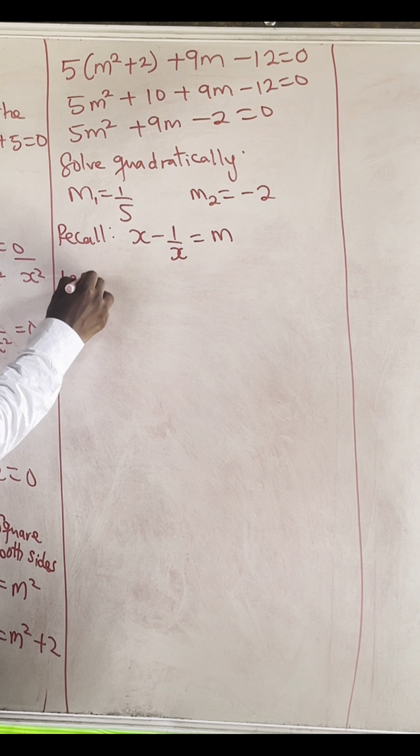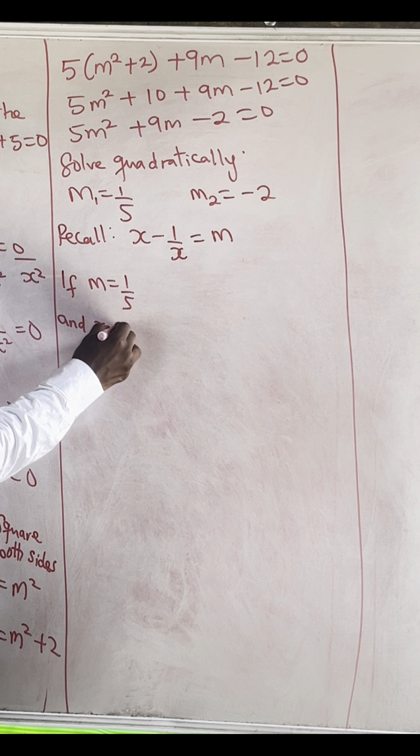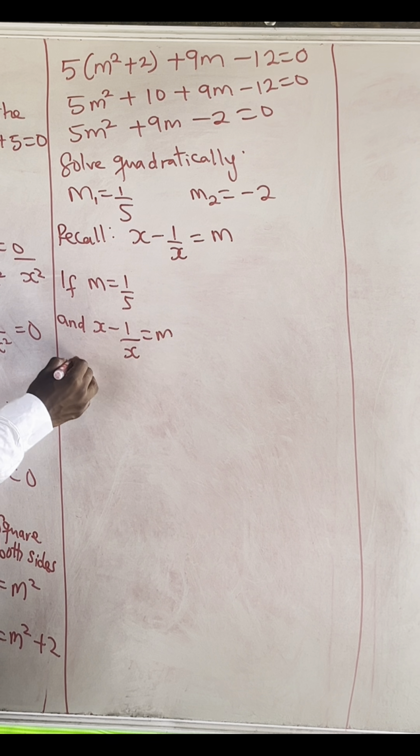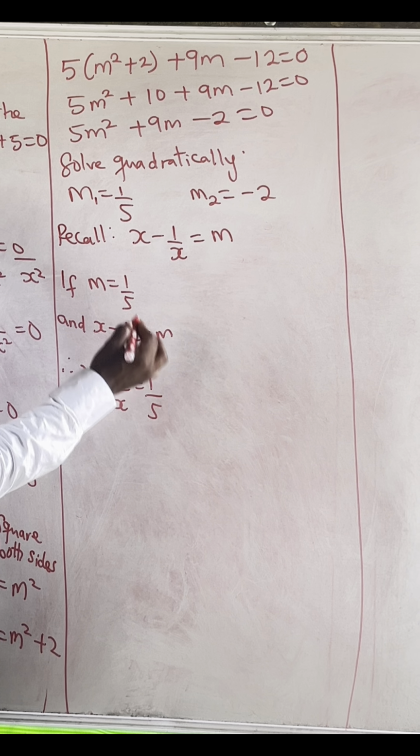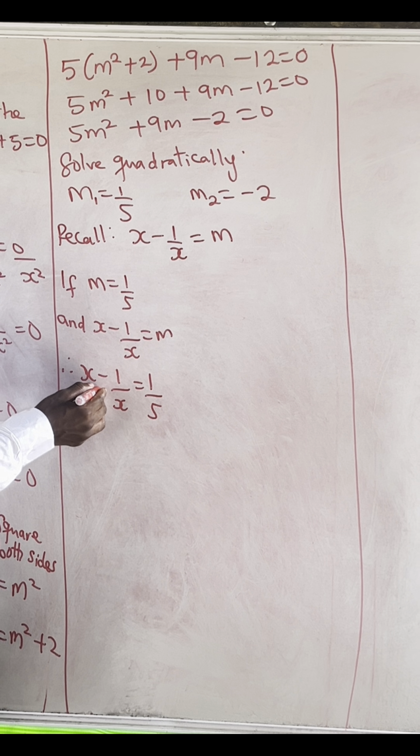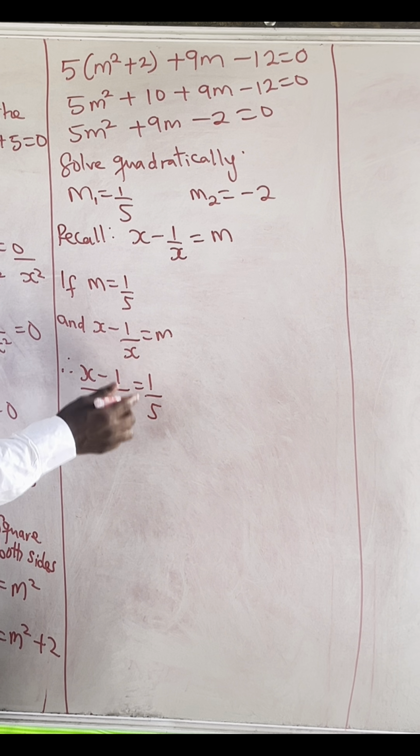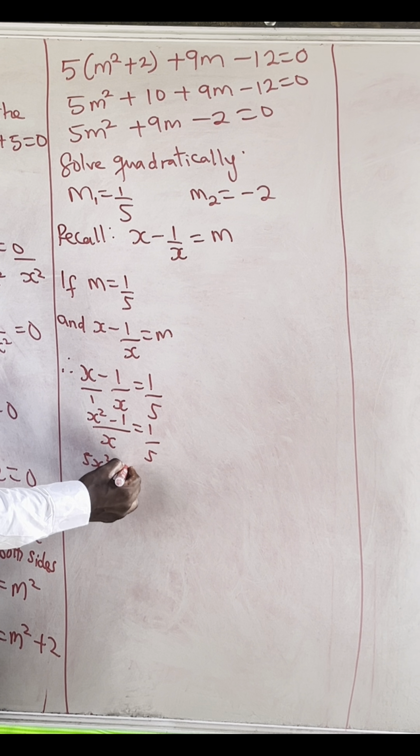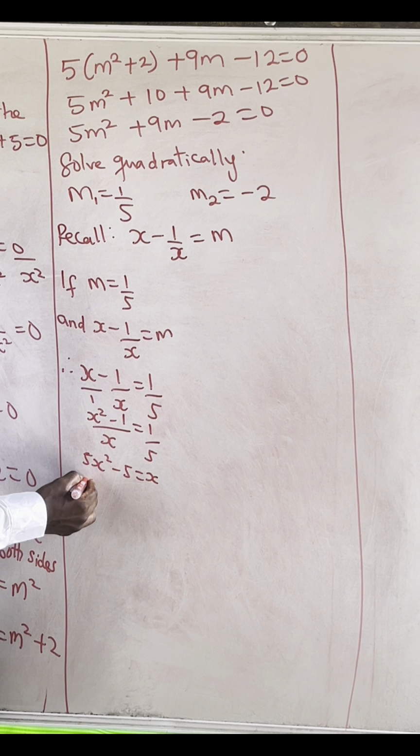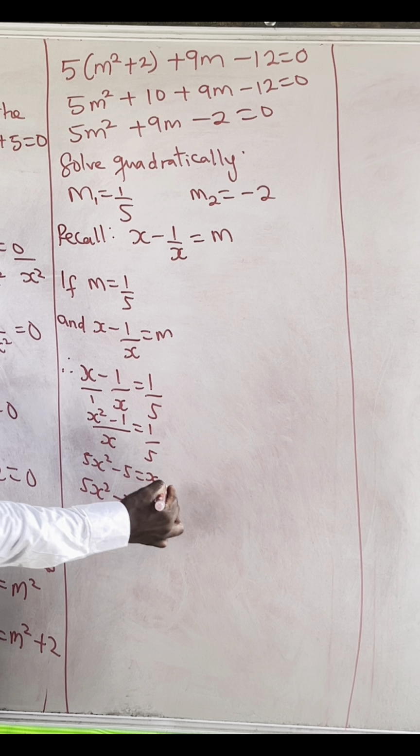I will now say if m is equal to 1 over 5 and x minus 1 over x is equal to m, therefore x minus 1 over x will equal 1 over 5. So for this part, I'm going to look for the LCM. That is x. 1 in x times x, x squared, minus x in x, 1 times 1, 1, is equal to 1 over 5. Then cross multiply. This will be 5x squared minus 5 is equal to x. Then rearrange. I'm going to get 5x squared, bring this side to the other side, minus x minus 5 is equal to 0.